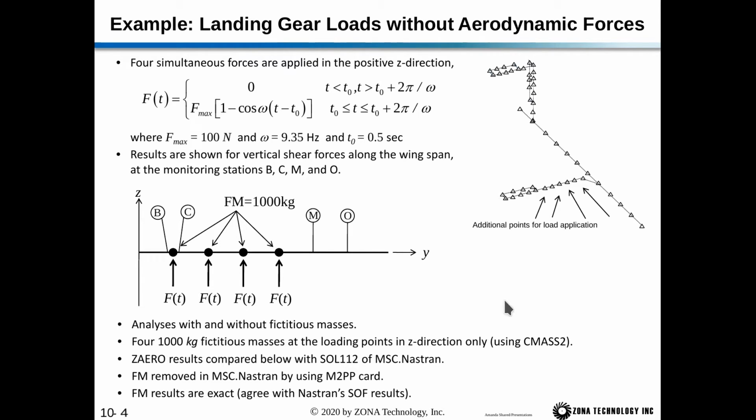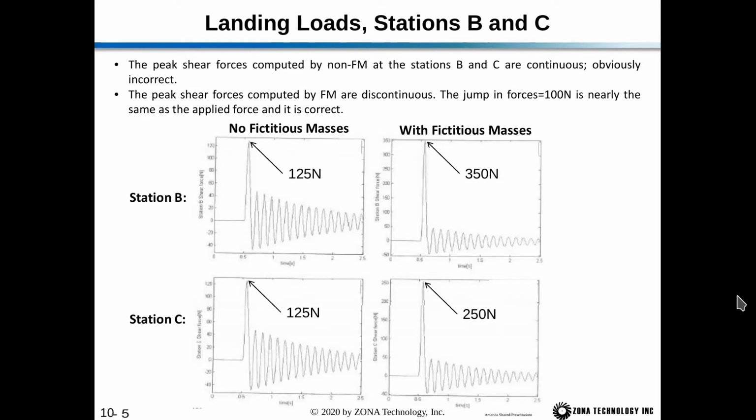We're going to do the analysis with and without the fictitious masses, and we have 4 1,000 kilogram fictitious masses at the loading points in the z direction only for the fictitious mode shape analysis. The ZAERO results are compared to the solution 112 of MSC Nastran. The fictitious mass is removed in MSC Nastran by using the M2PP card, and the fictitious mass results are exact, which agree with Nastran's SOL results.